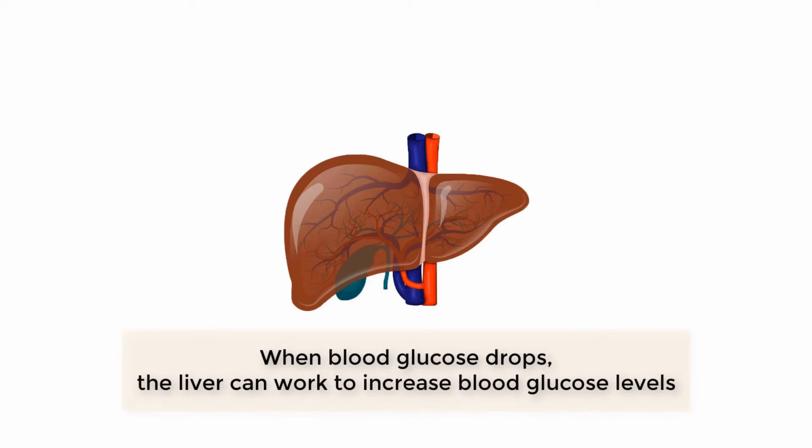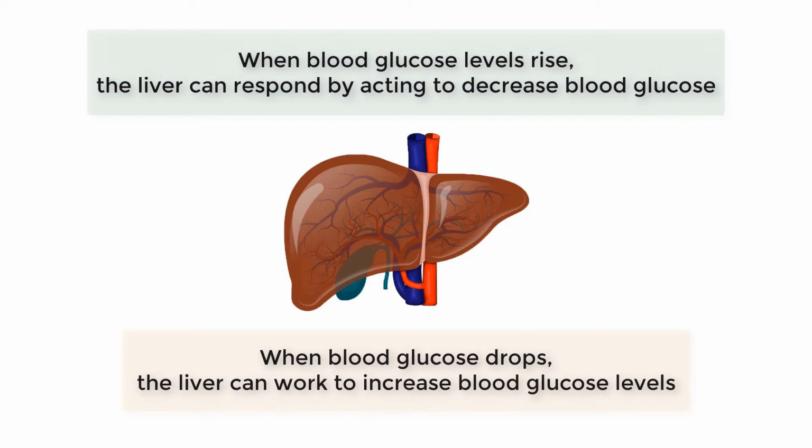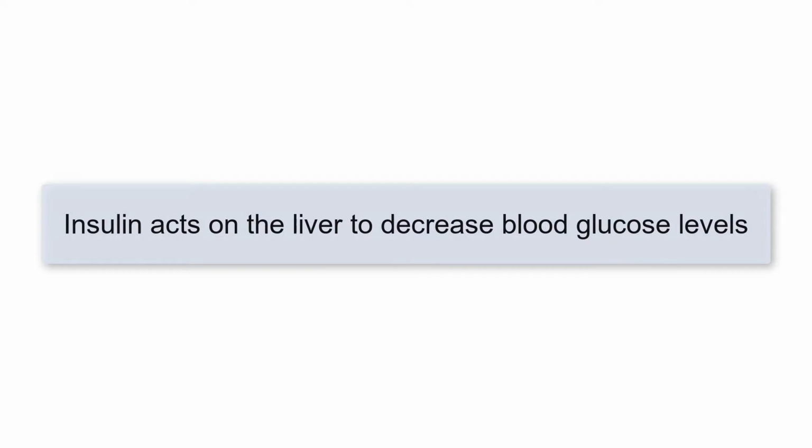When blood glucose drops, the liver can work to increase blood glucose levels. When blood glucose levels rise, the liver can respond by acting to decrease blood glucose. First, the response to an increase in blood glucose will be reviewed. Number 3. Insulin acts on the liver to decrease blood glucose levels.